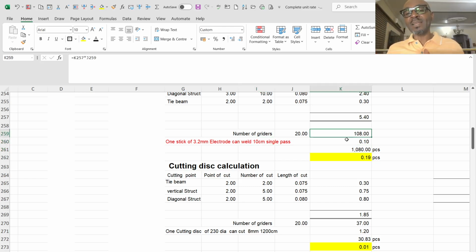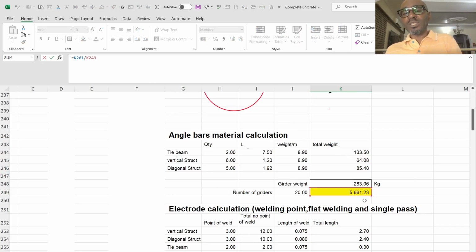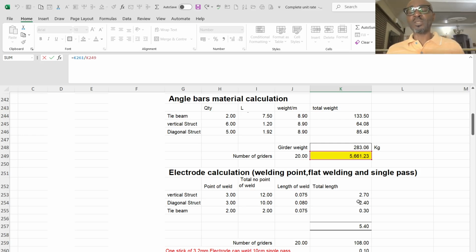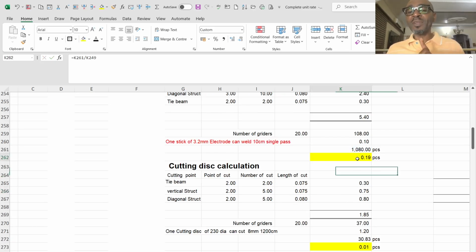So now if I divide the 108 meter length by the 10 cm that 1 electrode can cover, it will give me 1080 pieces of electrode. So now for me to get the electrode I'm going to use per kg, I divide the total of 1,000 by the total kilogram, which is 5,661 kg. So now I have 0.19 piece per kg.